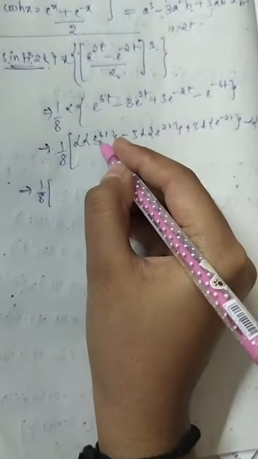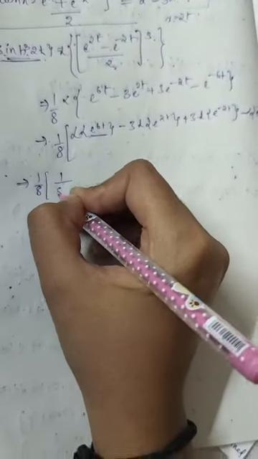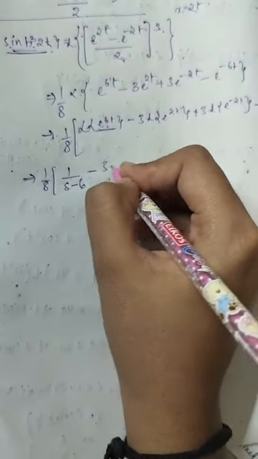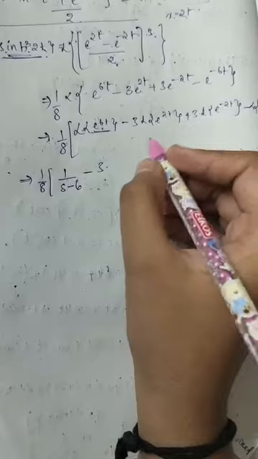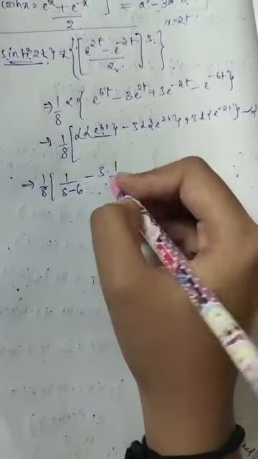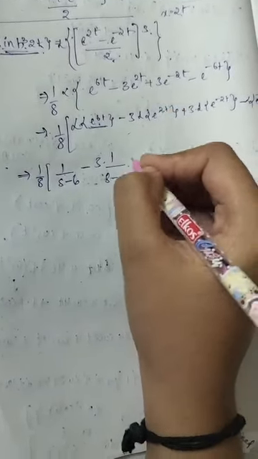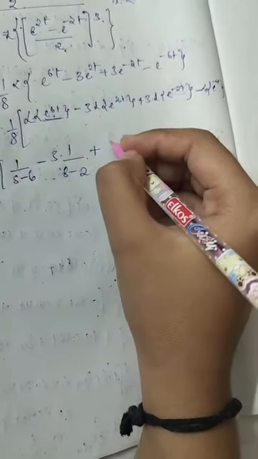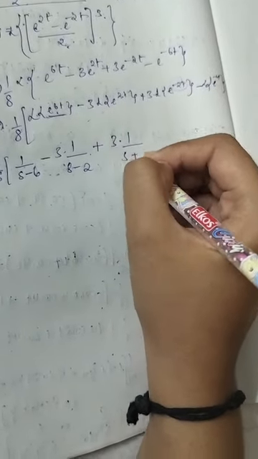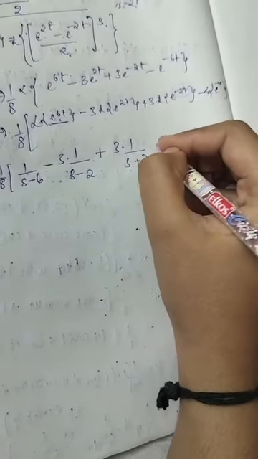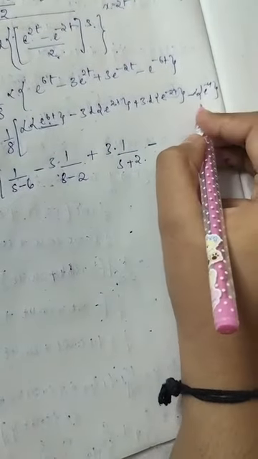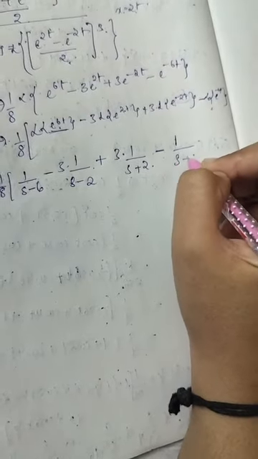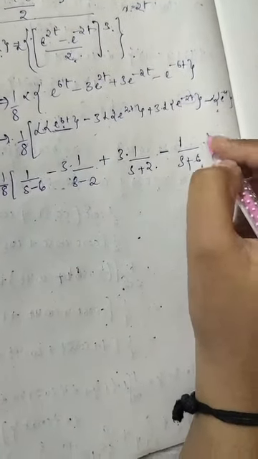So e power 60 here is positive, that means here we get negative. A is 6 minus 3 into, the formula is 1 by s minus a, so here a is 2. Again here negative means we get positive in the denominator, that is 3 into 1 by s plus 2. Again minus e power minus 60 negative, so a is 6 here. Done.